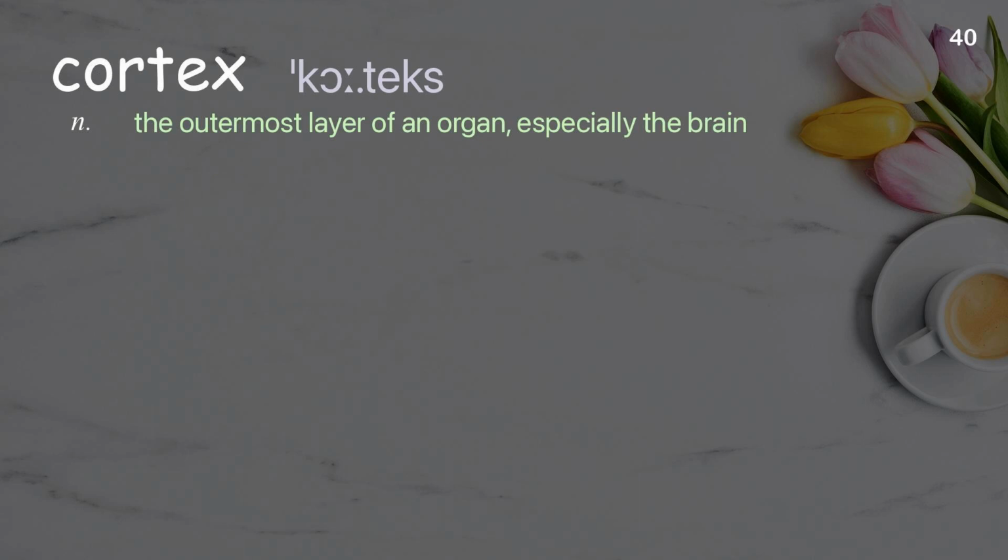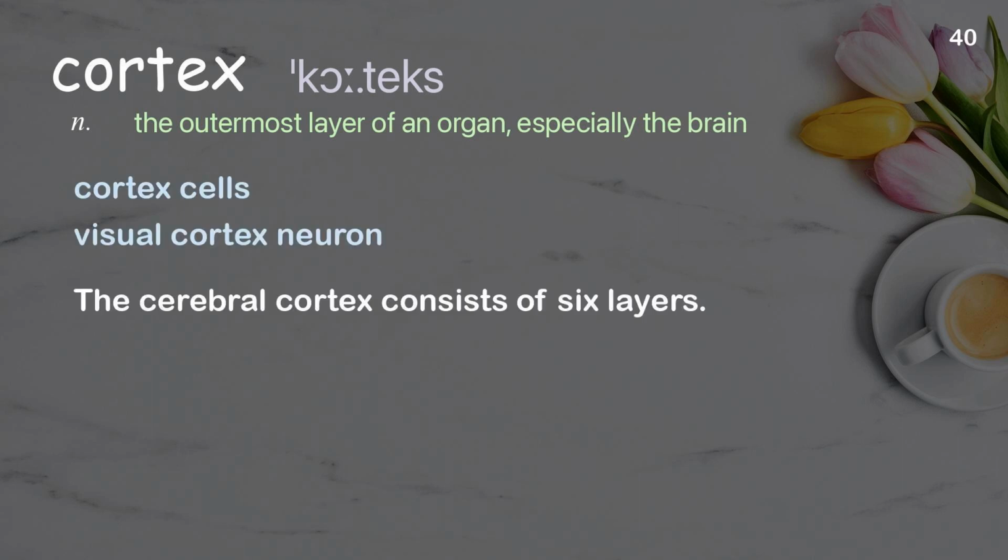Cortex: the outermost layer of an organ, especially the brain. Examples: Cortex cells. Visual cortex neuron. The cerebral cortex consists of 6 layers.